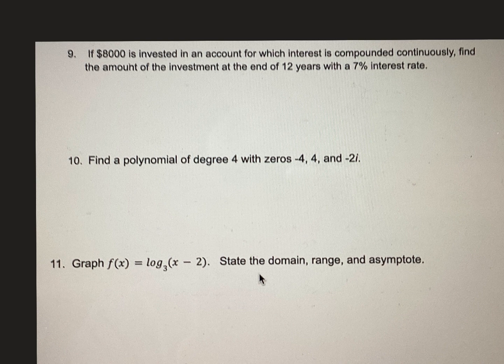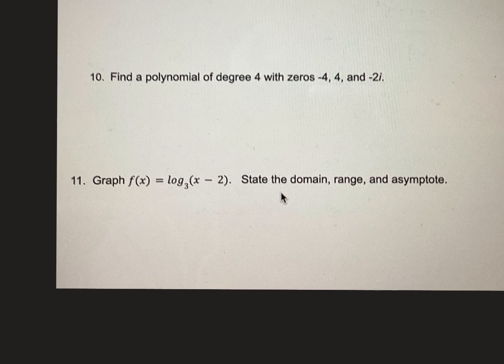Number 11, last one, finally. Graph that. State the domain, range, and asymptote. Okay, so I'm going to do a rough sketch here. I've got a negative 2 inside the parentheses, which means it's just a graph shifted right 2. When you graph a log, the asymptote's usually on the y-axis. It's been shifted right 2. First point's always 1 to the right, which is the same case here.